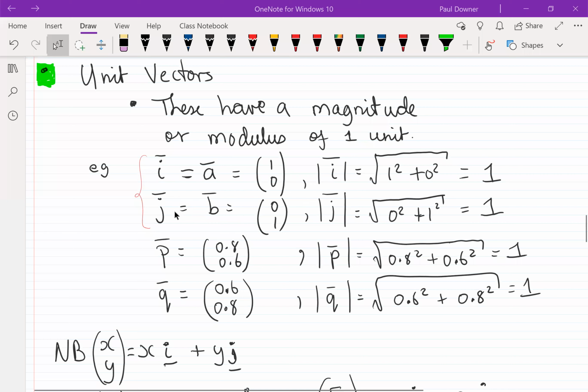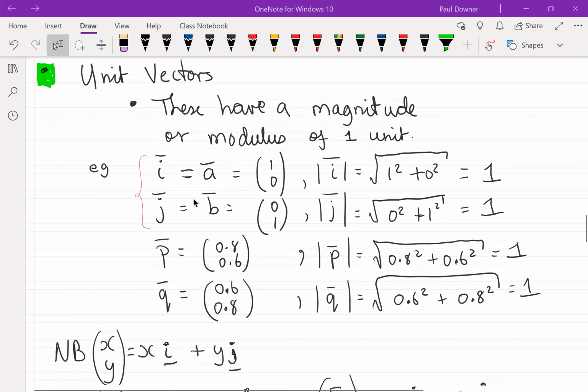The same thing for this vector, unit vector J, which is sometimes called B in some textbooks. Its components are 0, 1. The modulus of the vector J would be written like this, two vertical lines around J. You do the same calculation: square the x, 0 squared, square the y component, 1 squared, add them up, and find the square root. If you do this calculation, you'll get 1 as well. So those are the two principal unit vectors, I and J.